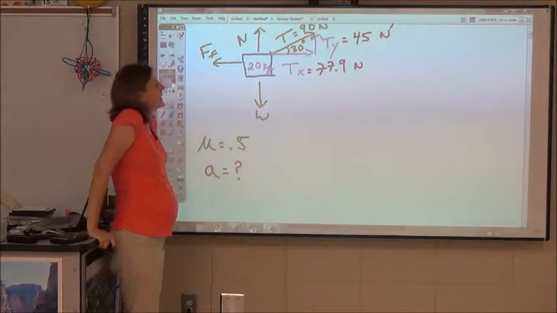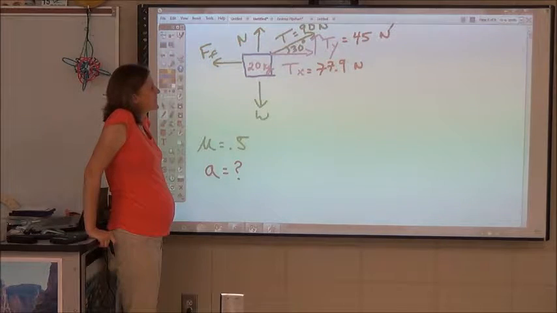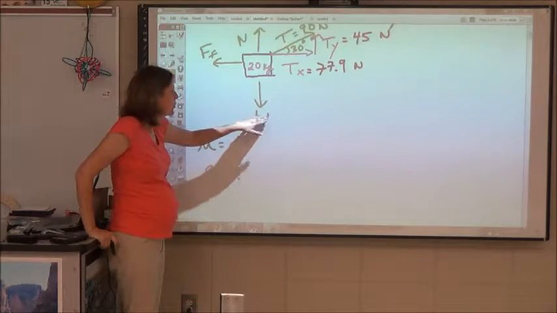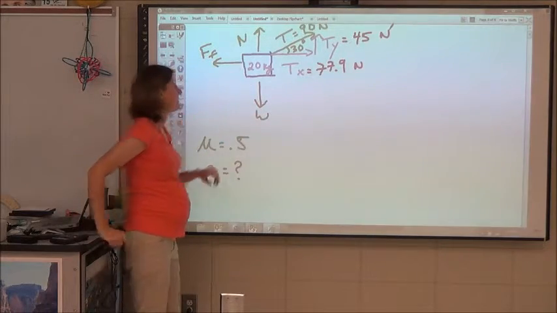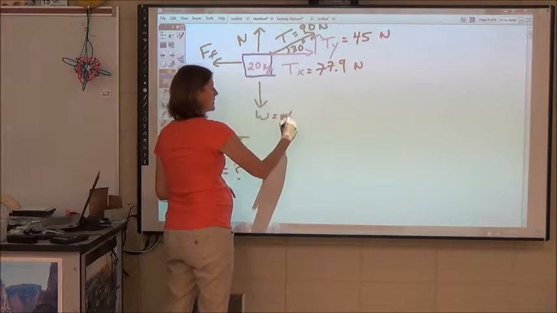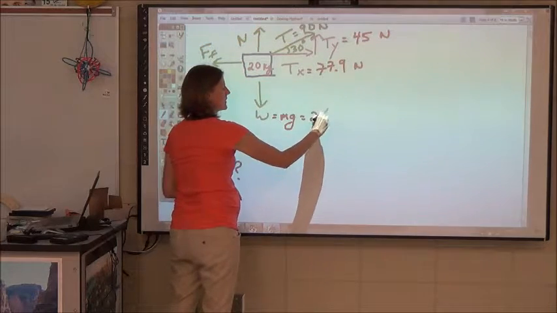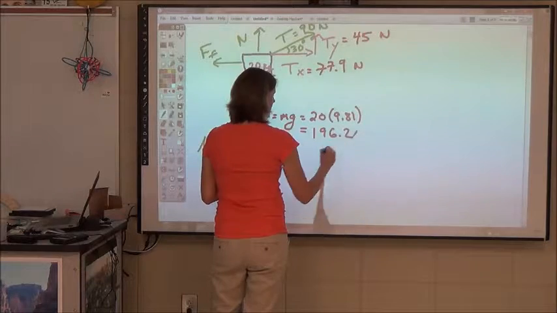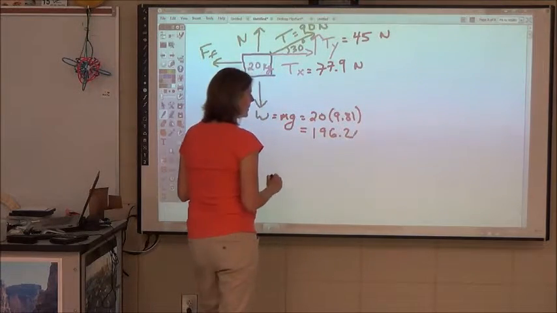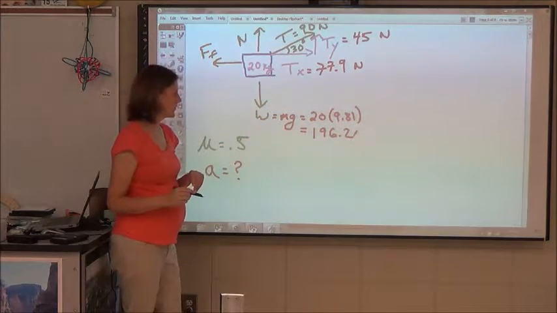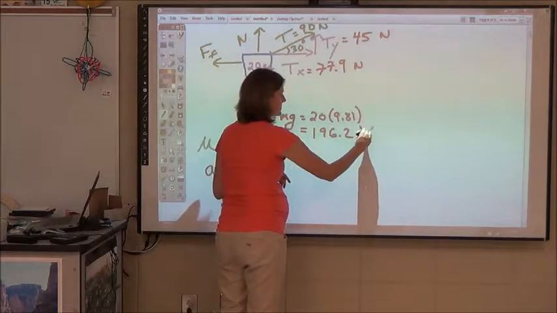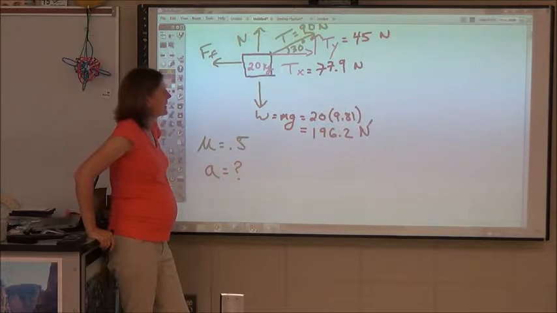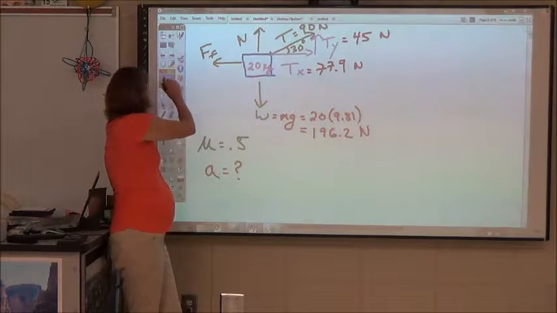Okay, so I have my components. I'm also just going to take a second to find weight. Almost always going to want to do that too. Weight, mass times gravity, so you get 196.2 newtons. So we've got all our forces labeled so far that we know.